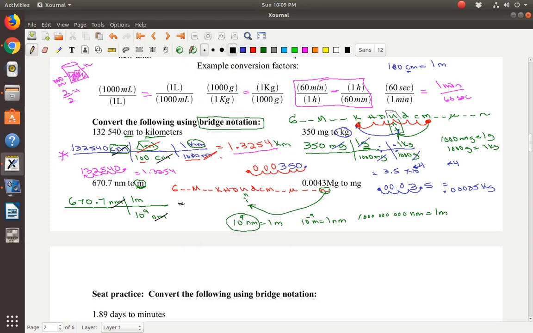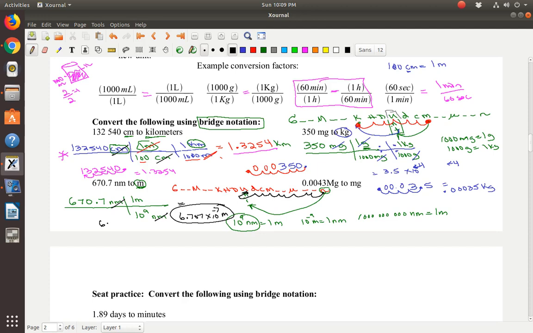All right. So 6.707 times 10 to the minus 7 meters. There's the answer. And you could also do it with my mnemonic device. How many places did I move it? 1, 2, 3, 4, 5, 6, 7, 8, 9 places.